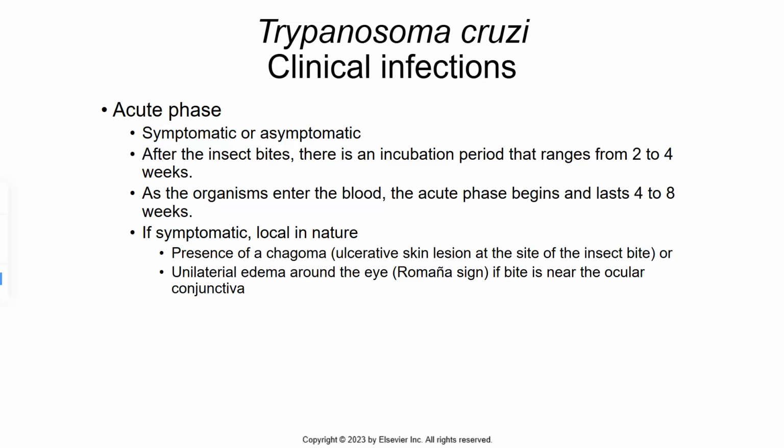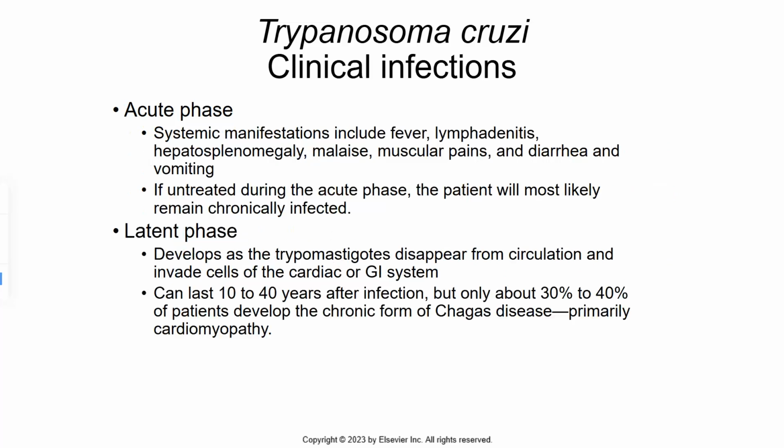As the organisms enter the blood, the acute phase begins and lasts 4 to 8 weeks. If symptomatic, it is local in nature, with the presence of a chagoma, an ulcerative skin lesion at the site of the insect bite, or unilateral edema around the eye. Acute phase systemic manifestations include fever, lymphadenitis, hepatosplenomegaly, malaise, muscular pains, diarrhea, and vomiting. If untreated during the acute phase, the patient will most likely remain chronically infected.